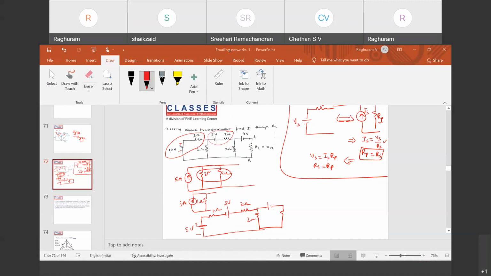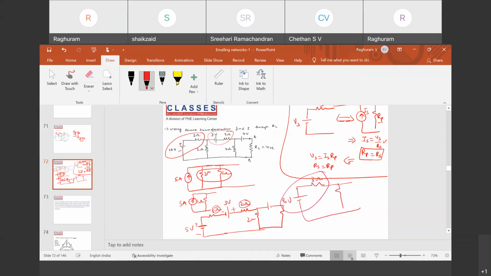Now, this is how the circuit became. So 5 volts and 3 volts. These are two series voltage sources. We have seen that if two voltage sources are connected in series aiding, these two get added. It's an 8-volt source, and 2 ohms and 1 ohm in series is 3 ohms, right? This is how the circuit becomes.